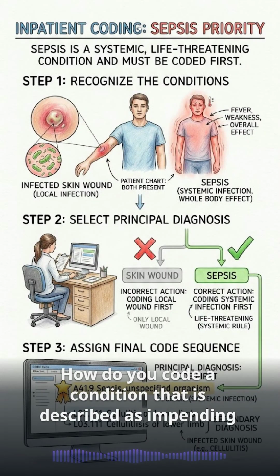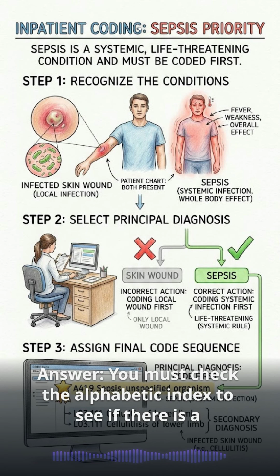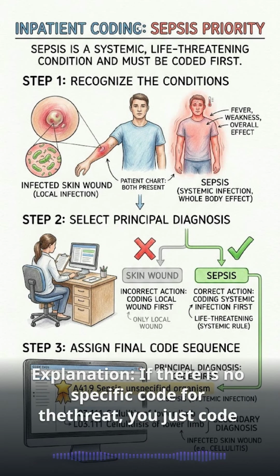17. How do you code a condition that is described as impending or threatened at the time of discharge? You must check the alphabetic index to see if there is a specific subterm for impending or threatened. If there is no specific code for the threat, you just code the underlying condition that exists right now.